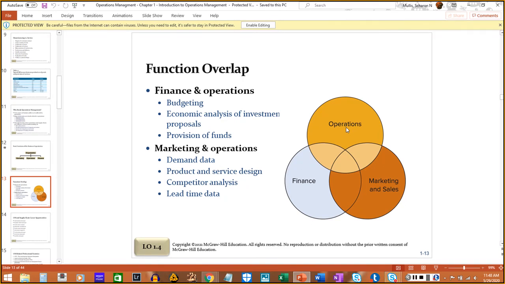So all three of them, operations, finance, and marketing and sales, overlap. One company does not just have one department doing something. Like before I started working for the utility company, if I tell somebody I work for the utility company, what do you think they tell me? What job do they think I have? Nate, what do you think they think I do when I tell them I work for the electric company?